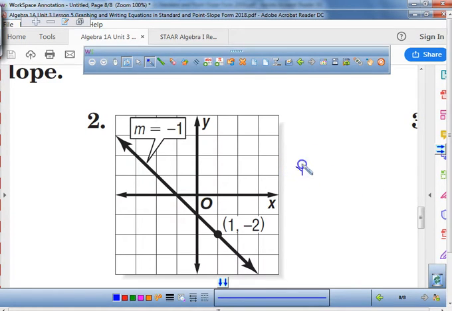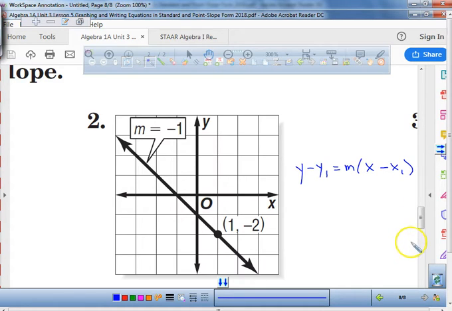All right. y minus y1 equals m parentheses x minus x1. By the way, this is on the formula chart on your Algebra 1 EOC. It's on your formula chart. All right. We have a slope. What does it say our slope is? Boom. What does it say our ordered pair is? A 1 and a -2.